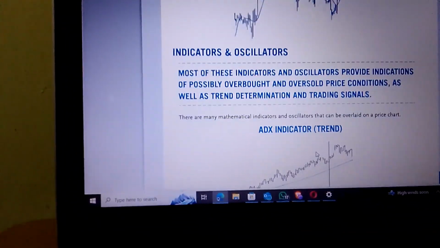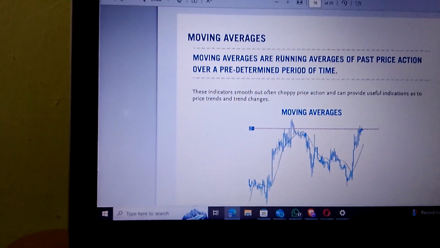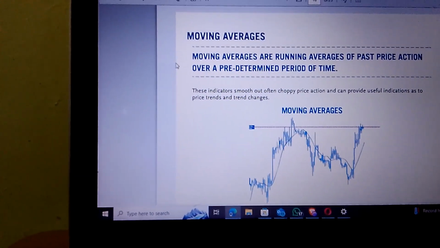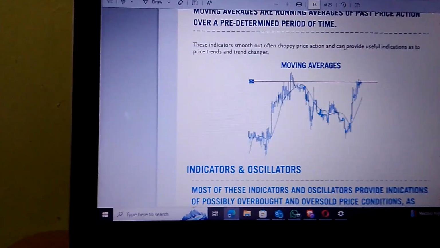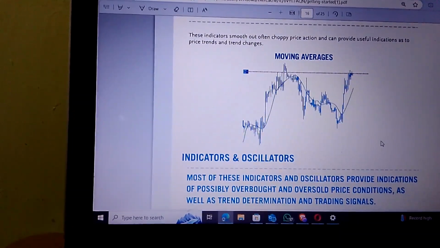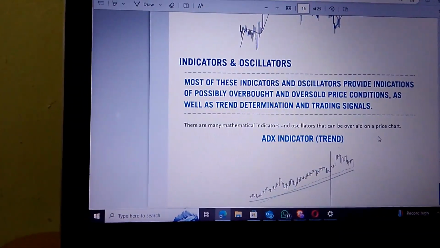Okay, moving on. Moving averages are running averages of past price action over a predetermined period of time. These indicators smooth out often choppy price action and can provide useful indications as to price trends and trend changes.